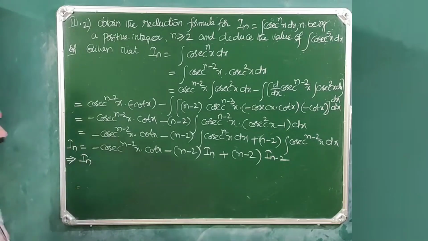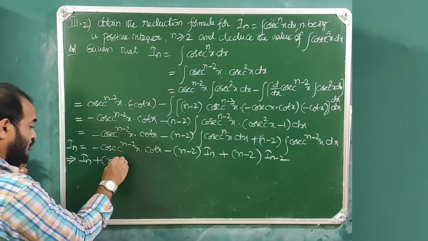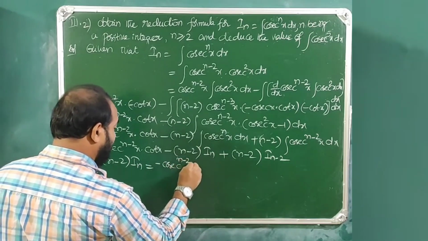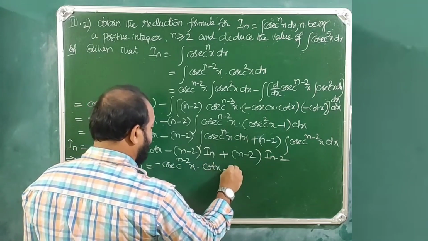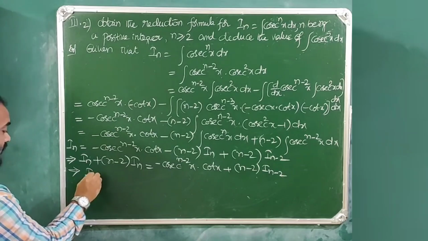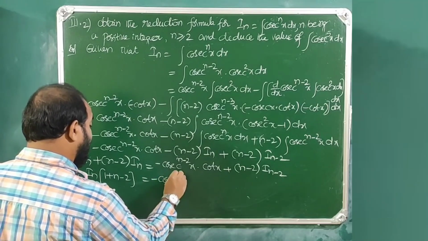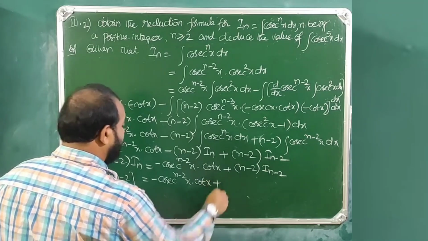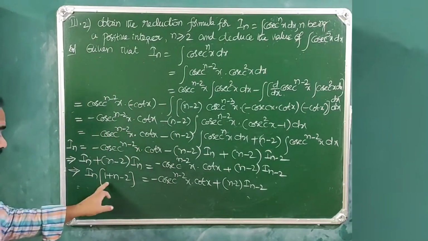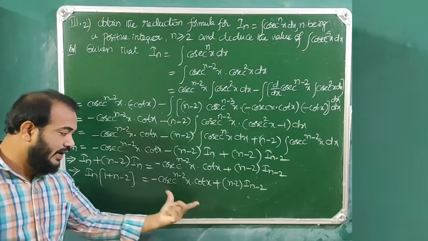So this minus (n-2) In, let us transpose this to the other side, plus (n-2) In. This is equal to minus cosecant power (n-2)x into cot x plus (n-2) I(n-2). So take In common. So this is 1 plus (n-2) In equals minus cosecant power (n-2)x into cot x plus (n-2) I(n-2). So 1 plus (n-2) is n minus 1. So (n-1) into In. So this (n-1) is multiplying, it would be dividing with both of them.